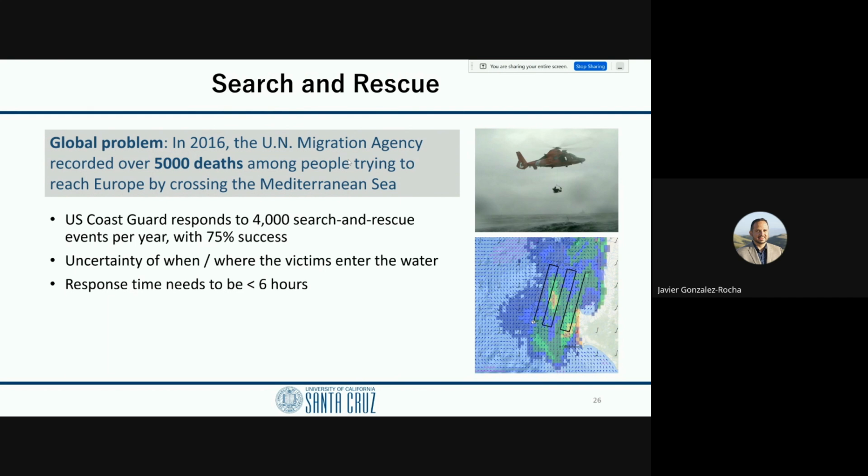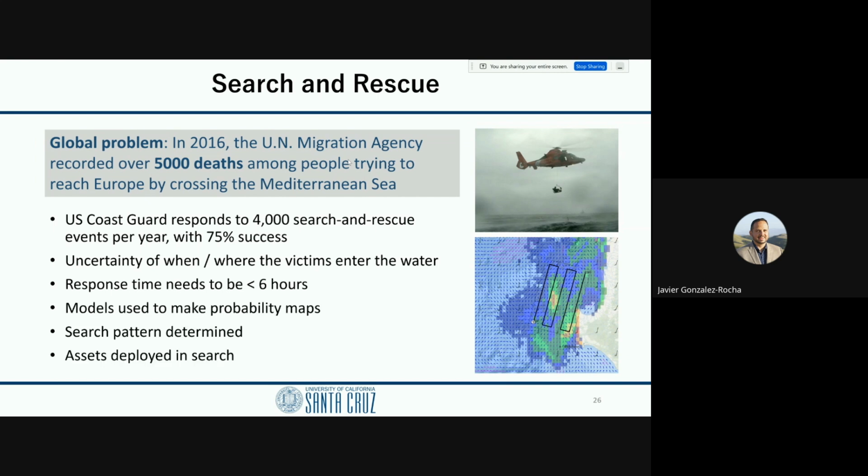Putting this in the context of the U.S., the Coast Guard responds to about 4,000 search and rescue events per year. They only have about 75% success. The reason is that there's a lot of uncertainty as to when and where the victims enter the water. On top of that, they have the constraint that they need to respond within 6 hours to find the person alive.